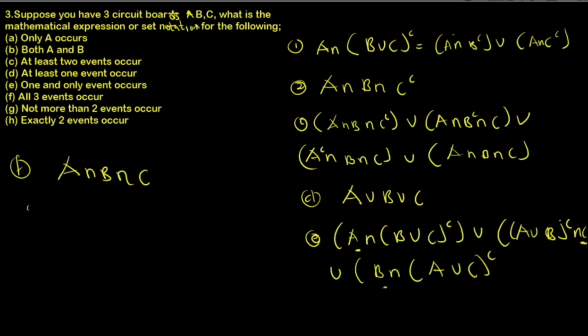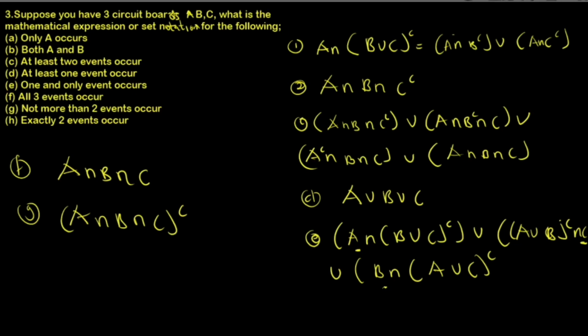Now let's look at G. Not more than two events. When they say not more than, it means that it is two or less. At least two means two or more, more than two means more than two. Are you getting it? Not more than two means two or less. So when writing that, our G will be (A intersection B intersection C) complement. You could express that as A complement intersection B complement intersection C complement.